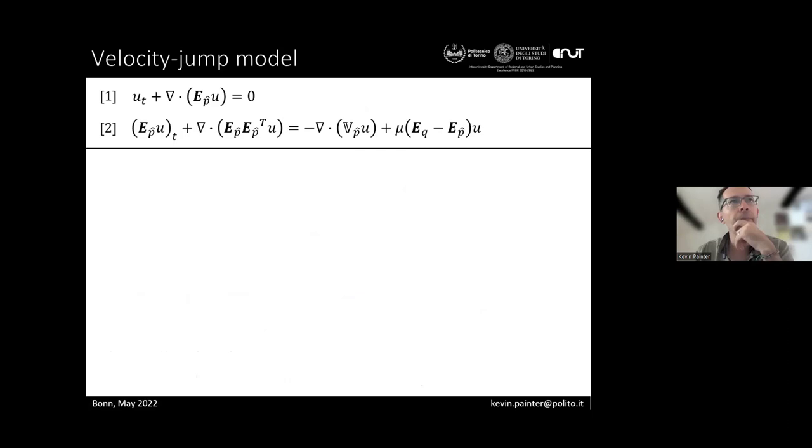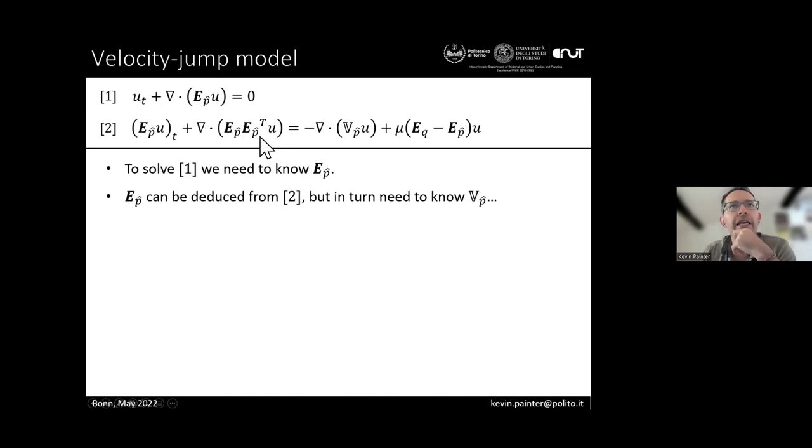Okay, so what can we do with this now? Let's see what we'd need to do in order to solve this. Clearly, if we wanted to get an equation for u, then we need to know what the expectation of p hat is, because that comes into this advection velocity of u over here. So we need the expectation of p hat to be able to solve for u in equation one. That's okay, because we can deduce it from this second equation. But again, we've got a little bit of a problem, because in turn we're going to need to know what the variance of p hat is. Even though we can get the expectation of p hat from equation two, we need something else to work out the variance of p hat.